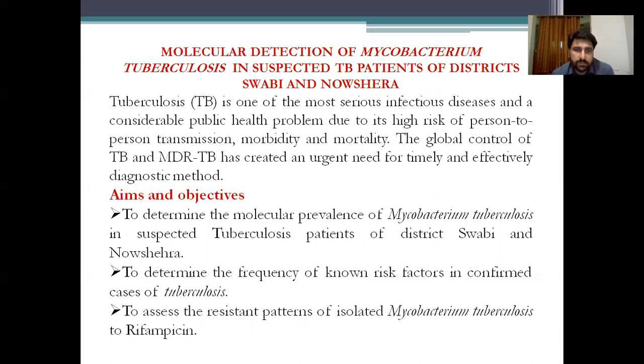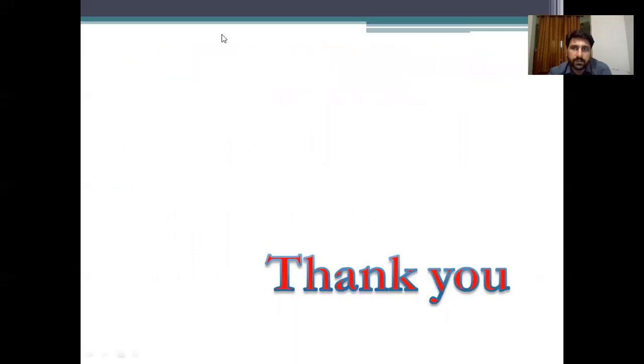Now, the aim of this study is to determine the molecular prevalence of Mycobacterium tuberculosis in suspected TB patients of the two districts, then to determine the frequency of the known risk factors in confirmed cases of tuberculosis. Another objective is to assess the resistance patterns of isolated Mycobacterium tuberculosis to rifampicin. So the first objective you can write down is the main objective, and then the two objectives can be numerically placed as the sub-objectives. Thank you so much for listening to this lecture.